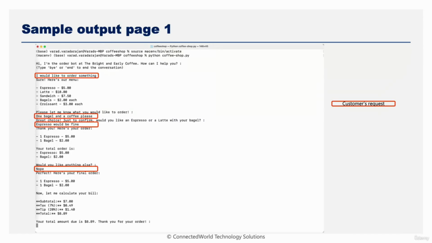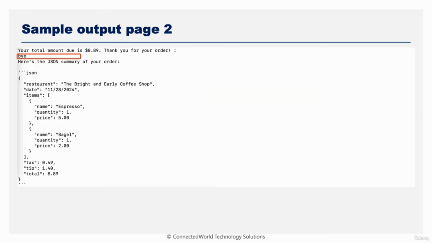Here is a sample output from the program. Shown in red are the customer's questions and responses. You can see how ChatGPT guides the customer through the order taking process. Here is some more sample output. You see how the AI agent completes the order and generates a JSON summary of the order. At this point, the order can be sent to other downstream systems for preparation and delivery.